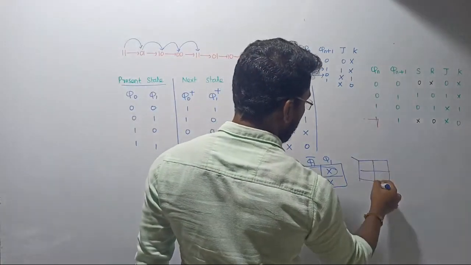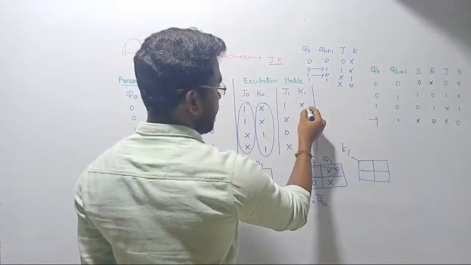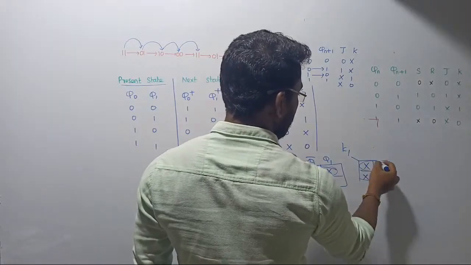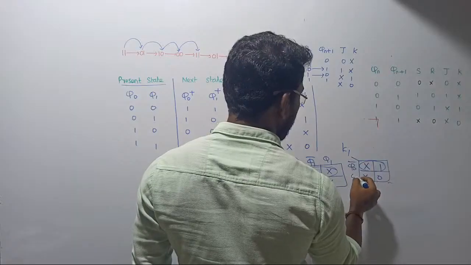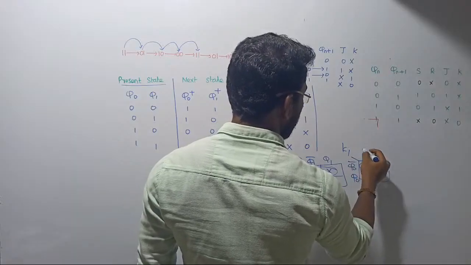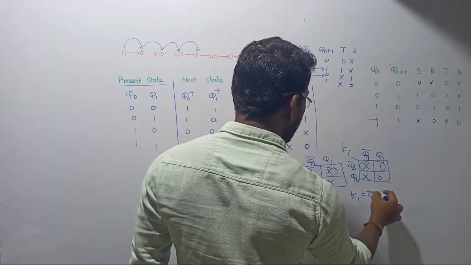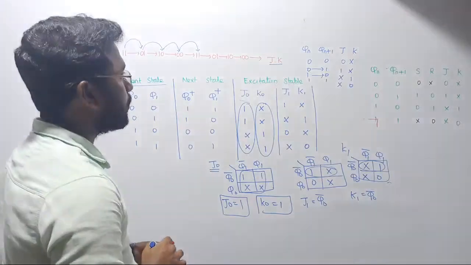The next one is what? Again we are going to consider K1, right? For the K1 corresponding variable, we have x1, we have x0. Once again we can club them together. Once again this is also going to be Q0 bar only, right? So here we consider Q0 bar, Q0, this is Q1 bar, this is Q1, such that K1 is also equal to Q0 bar only, right? So we have understood how to design the flip-flop circuit.